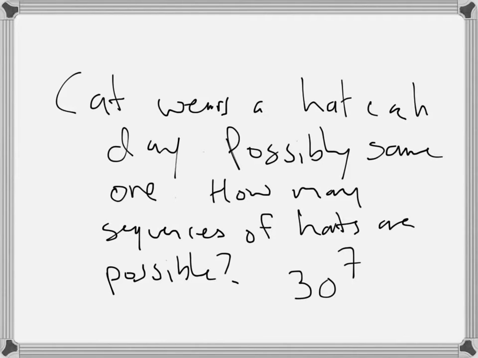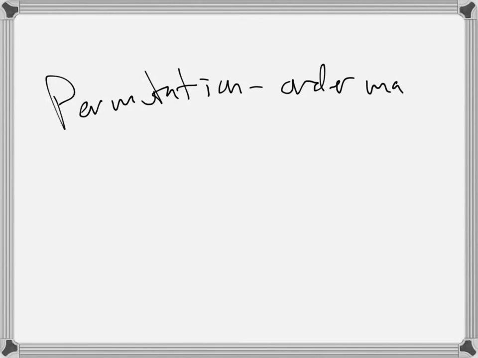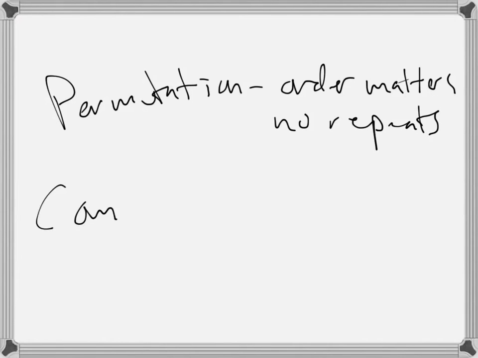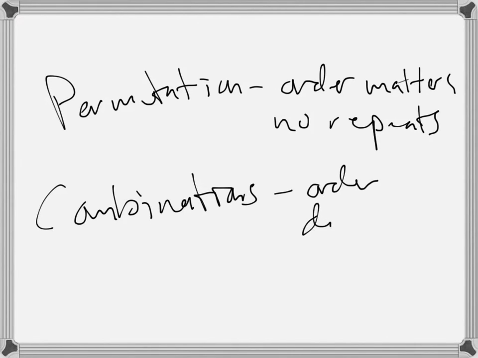So just remember, permutation, actually I'm going to write this down. So permutation, there's 2 aspects. One is that order matters, but also you're not repeating options. Okay? Combinations, order doesn't matter, but you're still not repeating options, okay?